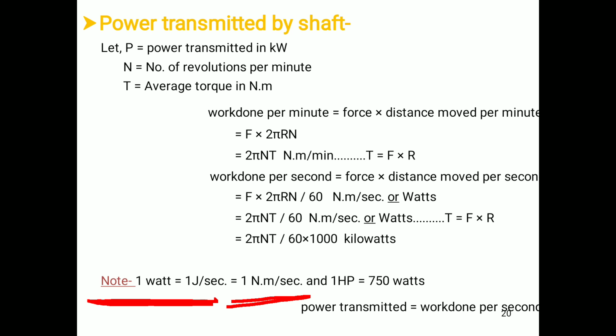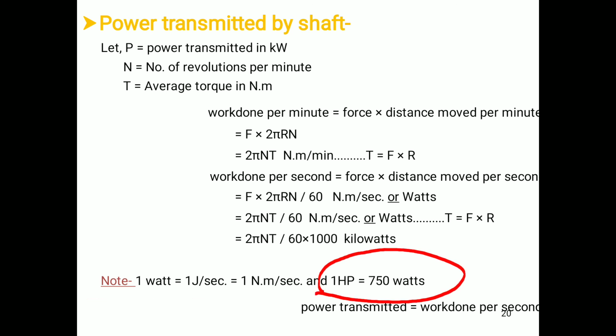We can express power in terms of horsepower also. So remember that 1 horsepower is equal to 750 watt. So the power transmitted is equal to the work done per second. Remember that we have to convert it into work done per second. So this is all about the definitions related to torsion. In the next lecture we will solve numericals based on stresses and strain and power transmitted by the shaft. We will stop here. Thank you.